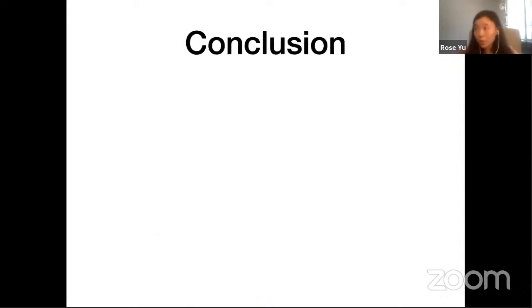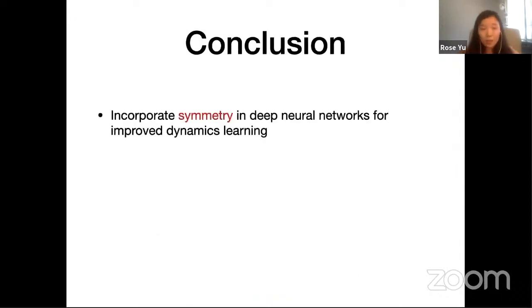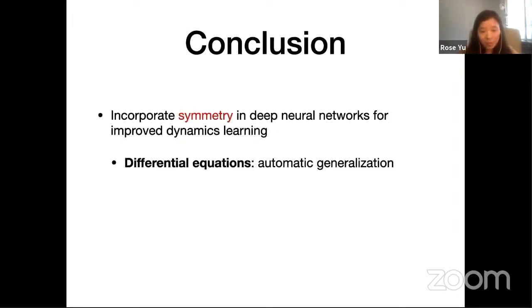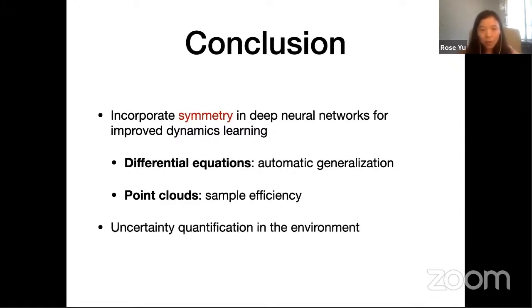Okay, to conclude, I talked about incorporating symmetries into deep neural networks for improved dynamics learning. And I gave two examples. One example is differential equations, which allows automatic generalization to dynamics of different group transformations. Then I talked about point cloud data, where we incorporate symmetry into continuous convolution to improve sample efficiency in autonomous vehicle prediction. In future work, we would like to incorporate uncertainty with probabilistic forecasts.